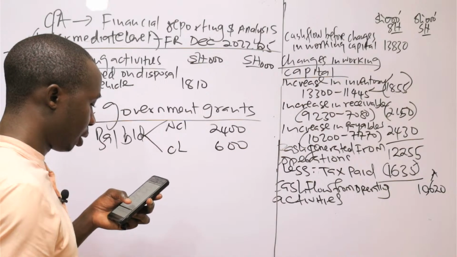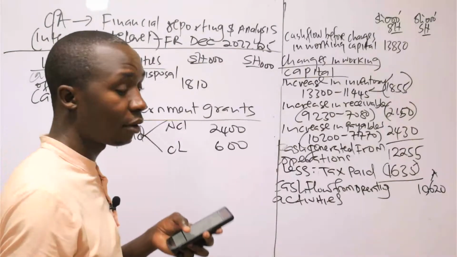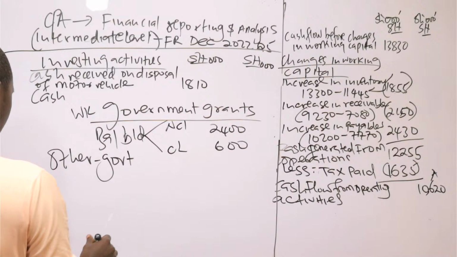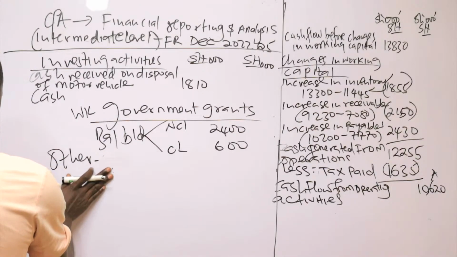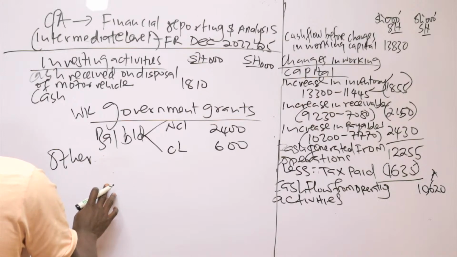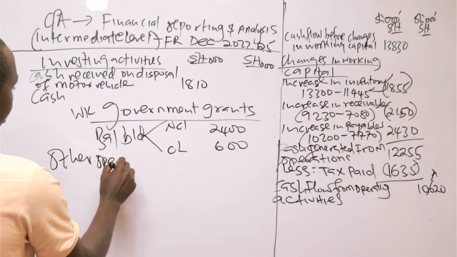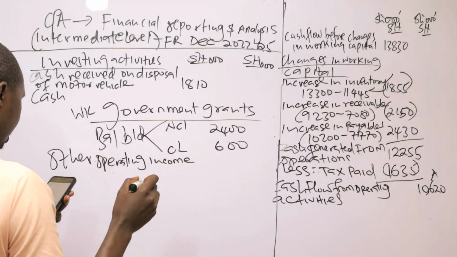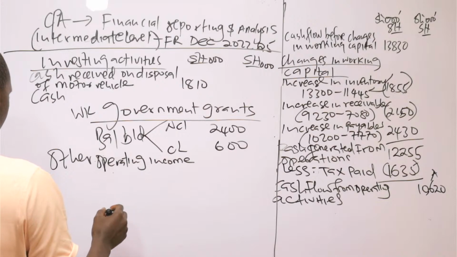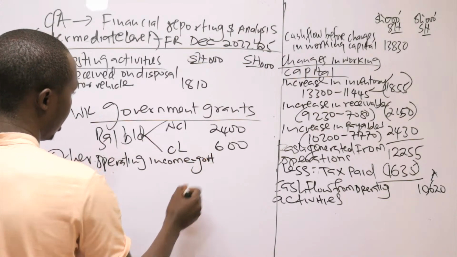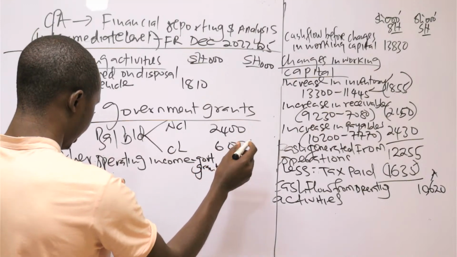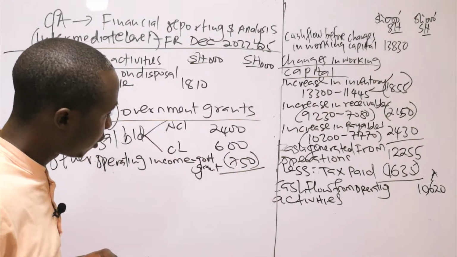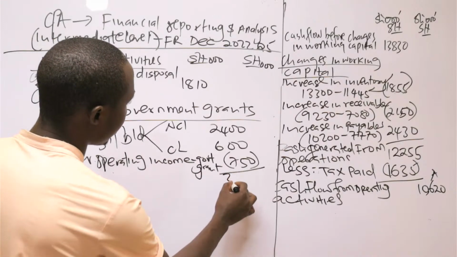Then checking the income statement, there are other operating incomes under the government grants. This one is the one which had already been received. So other operating incomes, government grant, which will reduce the liability we have there. There was that 750. So this one is supposed to be deducted. So you take 2,400 plus this one, that is 3,000. This is 3,750.